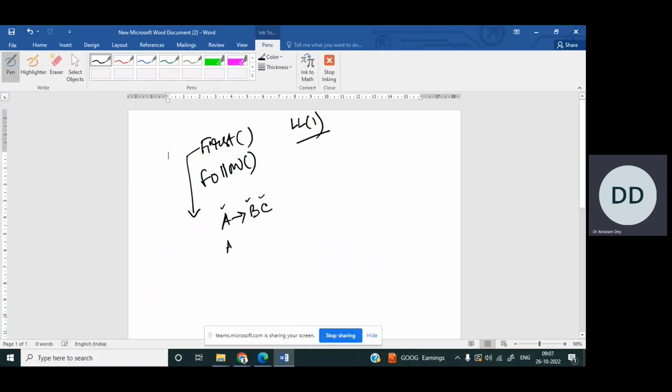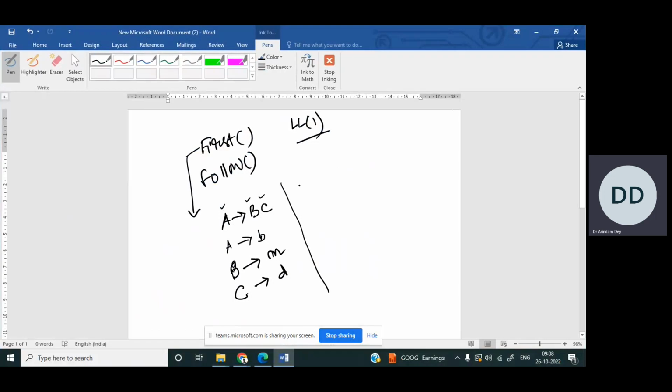And let me write capital A generating small b. This is also an expansion. Capital A can generate BC or capital A can generate b. Now let capital B generate small m and capital C generate small d. These are the productions I have written. Now for these productions, I have to find out the first for either a terminal or a non-terminal.